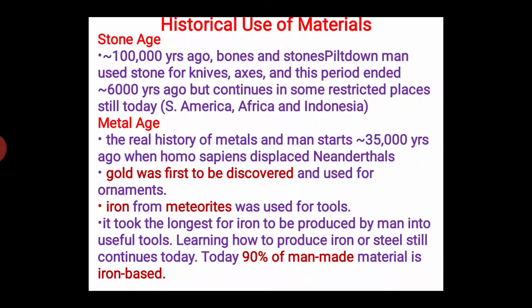It is known as the Stone Age. Approximately 1 lakh years ago, bones and stone were used for manufacturing different instruments like knives, axes, etc. This period ended approximately 6,000 years ago, but continued in some restricted places even today, in South America, Africa and Indonesia.